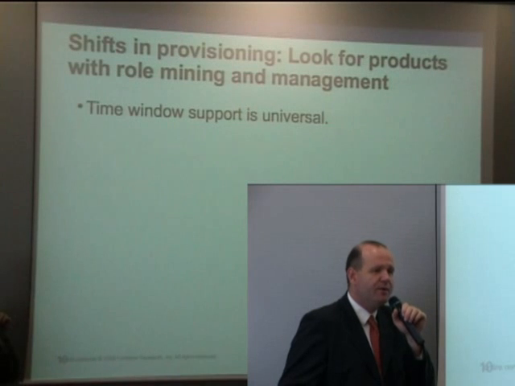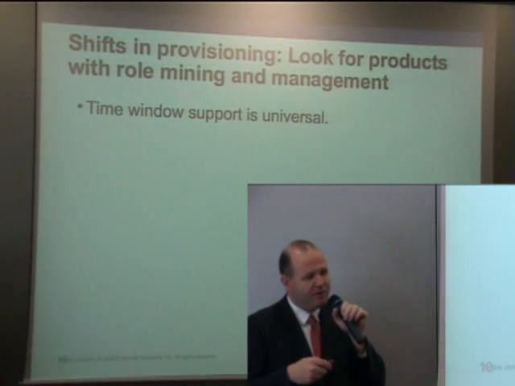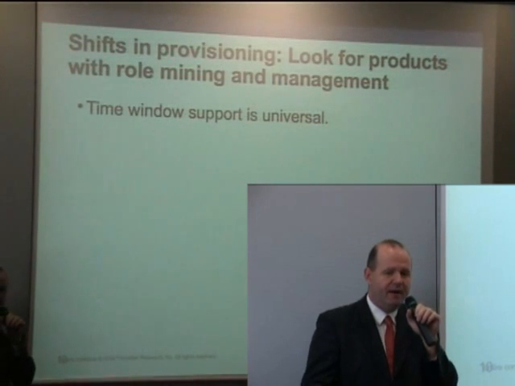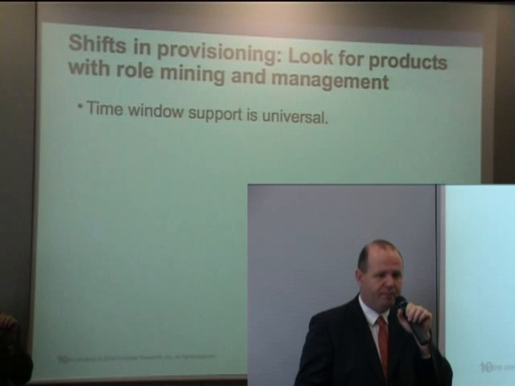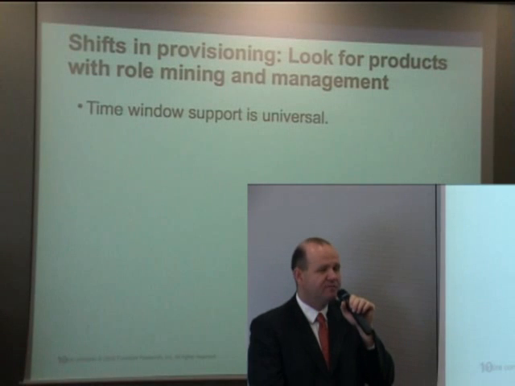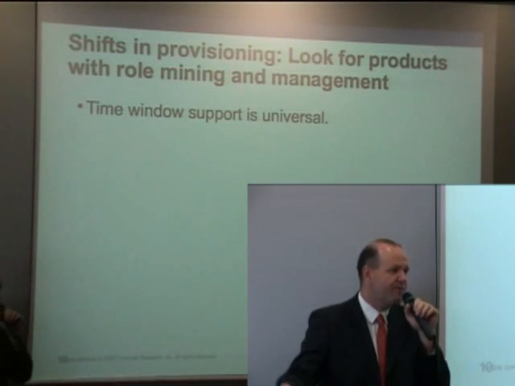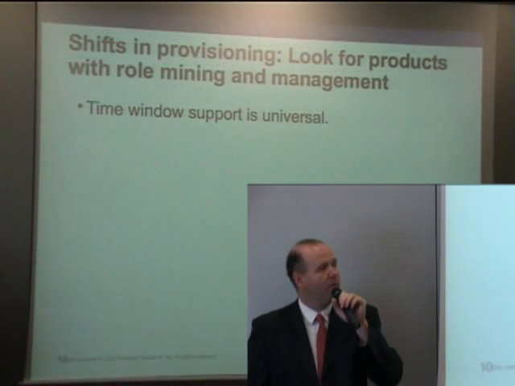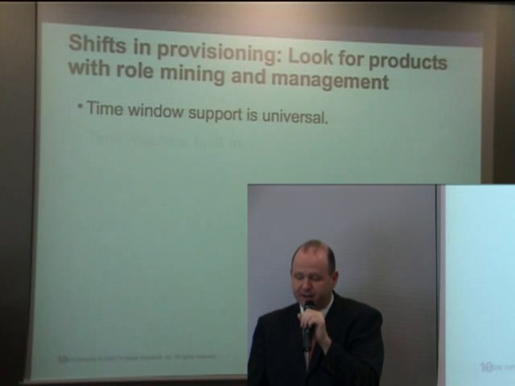We see time window support. In other words, if you need to make certain changes at some point in the future and undo those changes at a later point in time. For example, when a contractor joins three weeks from now and you terminate them six months from then, you can do that automatically. So they have support in most of the products for that.